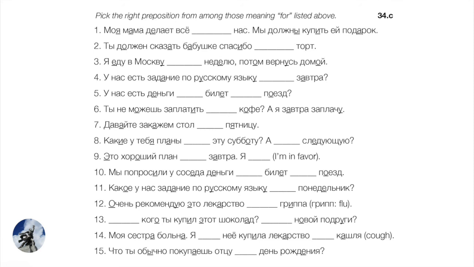Number 10, we asked, literally, our neighbor for money for a ticket for the train. Okay, we've had that example already. Maybe you could have been more creative in writing this exercise. Мы попросили у соседа деньги на билет на поезд. 11. What kind of assignment do we have in Russian for Monday? Okay, an assignment for Monday, again, sort of future directed. That's usually going to be на. Какое у нас задание по русскому языку на понедельник?